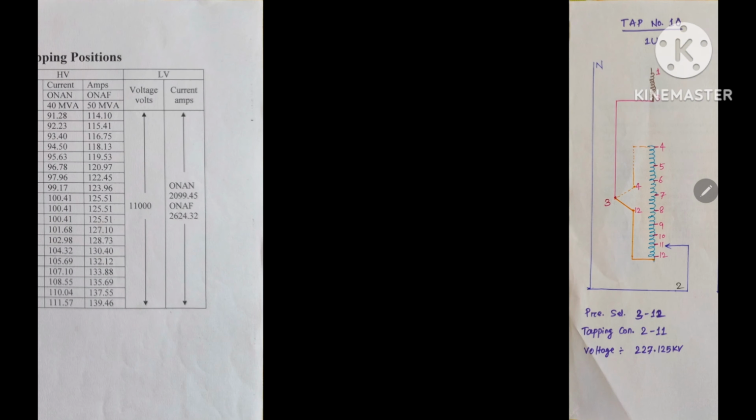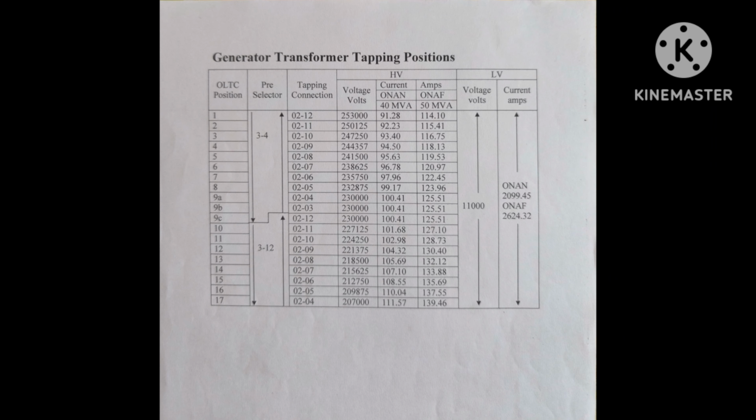So like that, this is the tapping chart. Here to here, this is the secondary voltage. You have to maintain 11 kV when this is the nominal tap. When primary voltage is increasing, we are reducing the tap. When the primary voltage is decreasing, we are increasing the tap to maintain the secondary voltage constant.